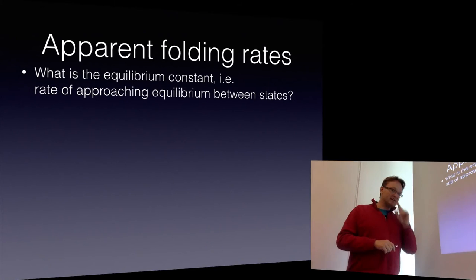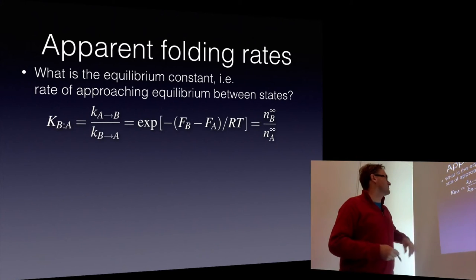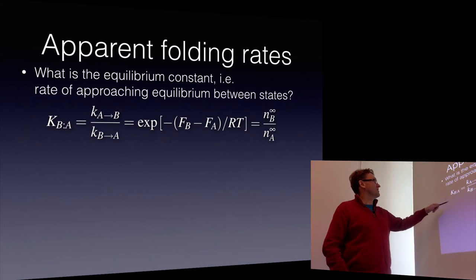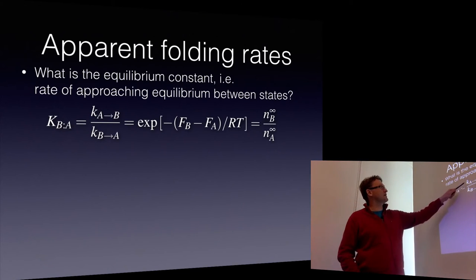And the book spends a little bit of time going through this, and I'll just show you the equations because it's a bit of a strange concept. What we know is that in terms of chemistry and equilibrium constants, the proportion of molecules in the B state relative to the number of molecules in the A state corresponds to how quickly molecules move from A to B, divided by how quickly molecules move from B to A.